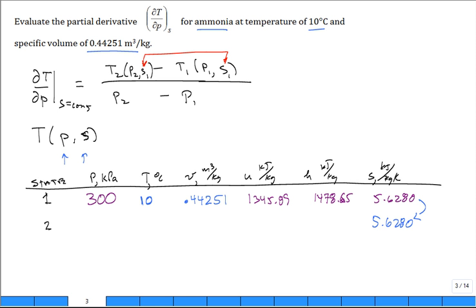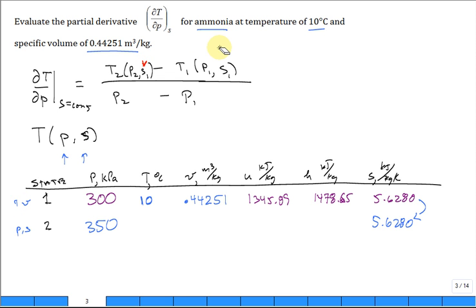Now, this is a little bit of a challenge. The tables are set up in pressure blocks because it's superheated ammonia. You could pick a pressure block above it or below it. It's kind of like, I'm just going to pick 350. So that state 2 is by knowing P and S. State 1 was by knowing T and v.